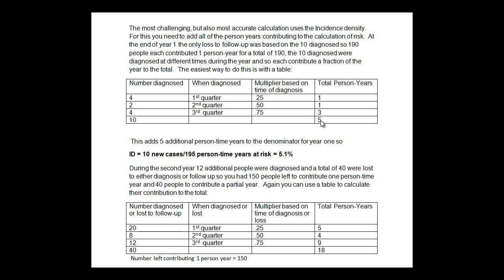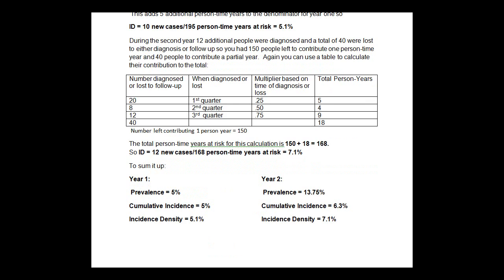We have to add the 5 to the 190 to give us our year 1 incidence density of 10 new cases divided by 195 person time years. And again, it's the 190 plus the 5 person time years, and that gives us an incidence density in year 1 of 5.1%. We do the same calculation for the year 2 incidence density.